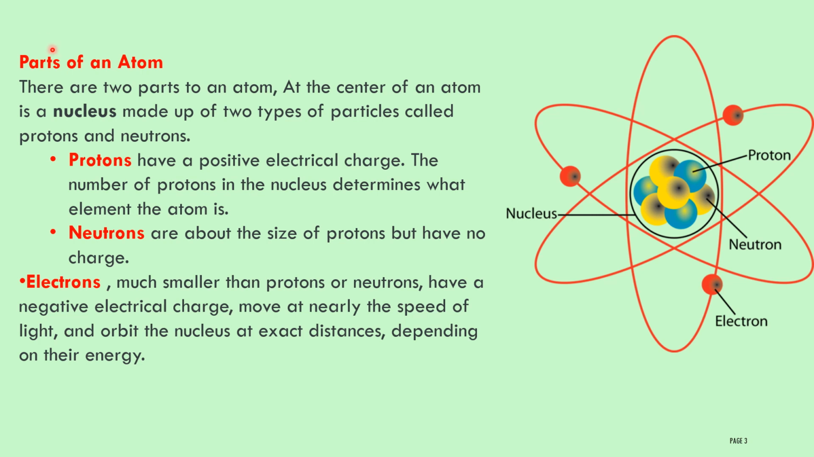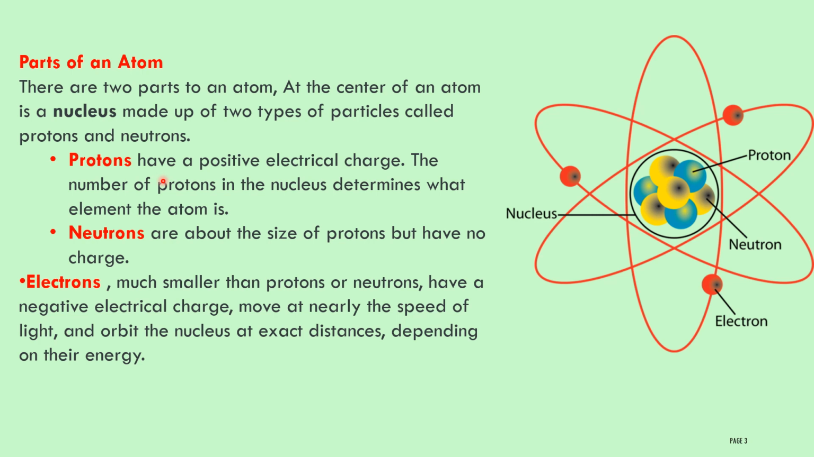Let us discuss in detail the parts of an atom. There are two parts to an atom. At the center of an atom is a nucleus made up of two types of particles called protons and neutrons. One is proton, another one is neutron. This blue color indicates proton. This yellow color indicates a neutron.